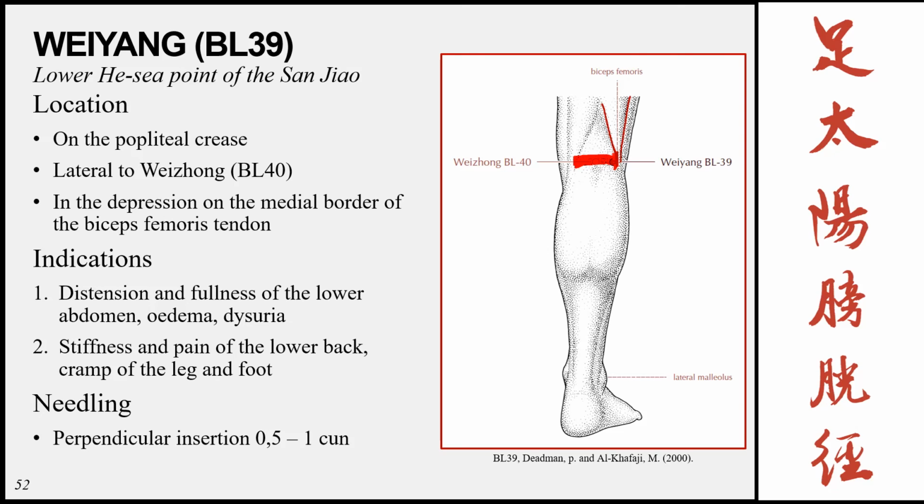The indications for this point, it can be used for distension and fullness in the lower abdomen, edema or dysuria. It can also be used for stiffness and pain of the lower back and cramps of the leg or foot. Needling, it's perpendicular insertion, 0.5 to 1 cun.